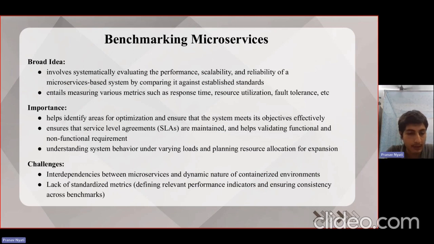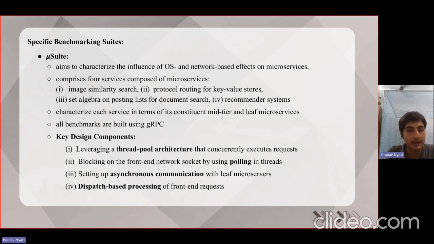The challenges in the design of benchmarking systems are, first, the complex interdependencies between microservices and the dynamic nature of containerization. Second, there is a lack of standardized metrics. Now let's discuss two specific benchmarking tools. First is MuSuit and second is DeathStarBench.